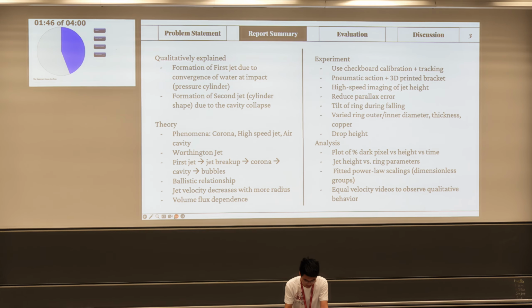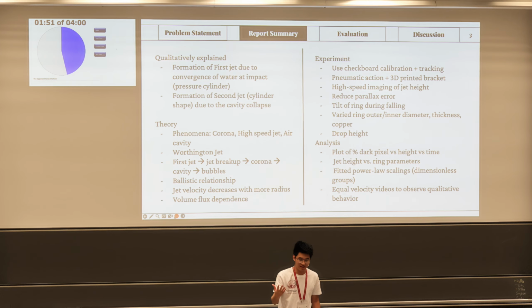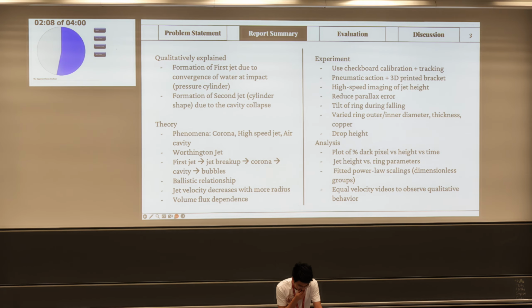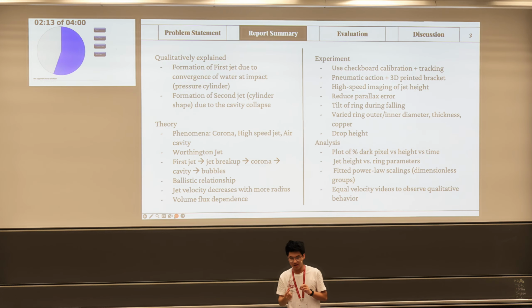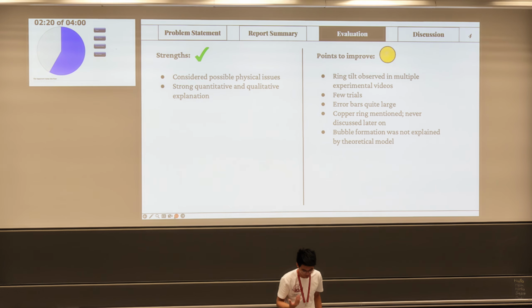And for analysis, they plotted the percentage of dark pixels versus the height versus time. We believe that is quite a good way of approaching this problem because it can basically track the overall shape of the water, and also the rise of the corona. We believe that is a very good way of doing that. And then they also use the videos, syncing them to the velocity of the magnets of the dropping ring. We believe that is also a very good way to prove that it's proportional. We believe that is quite well done.